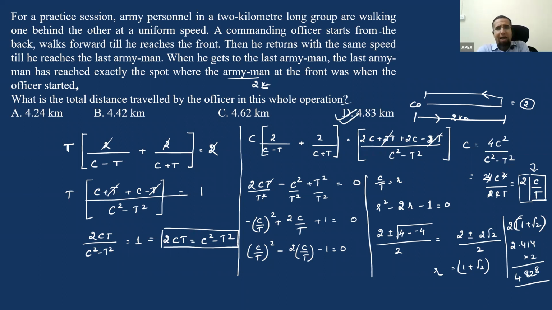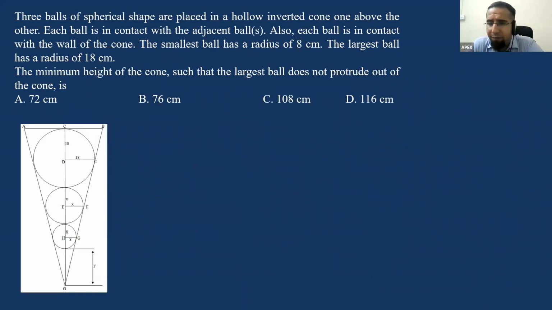So again, I'm not adding so far, but yeah, I'm looking at 13 questions from this paper. Let's look at this question. Not a very difficult question, but yeah, diagram is something that you need to draw. So this question says 3 spherical balls are placed in a hollow inverted cone above each other. Each ball contacts the adjacent sides and the other ball also. The smallest ball has a radius of 8 and the largest ball has a radius of 18. Find the minimum height of the cone such that the ball does not protrude out of the cone. Okay, so I'm just changing the ink of the pen.